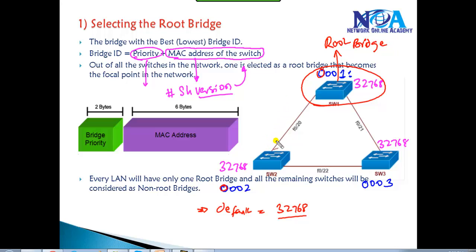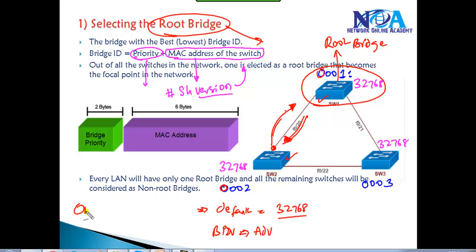So the first step, whenever you power on the switches, is that they keep sending their BPDU messages, and in those BPDU messages they advertise their own bridge ID information, saying this is my bridge ID, and what is your bridge ID. They compare their own bridge ID with the remote bridge ID and come to a conclusion about who the root bridge is. Switch 1 is the root bridge. So they all come to a conclusion of a common root bridge in your network.